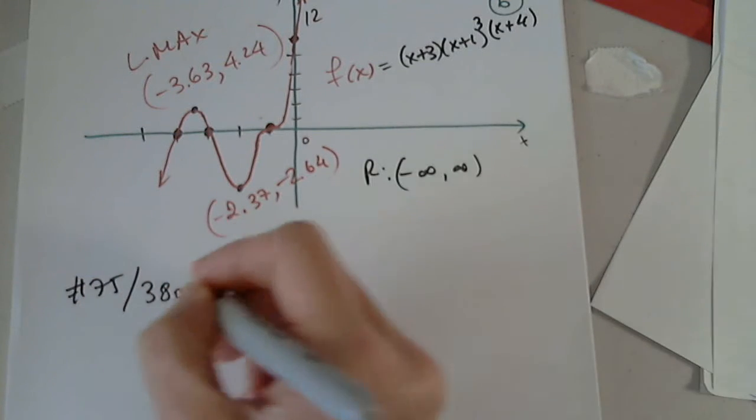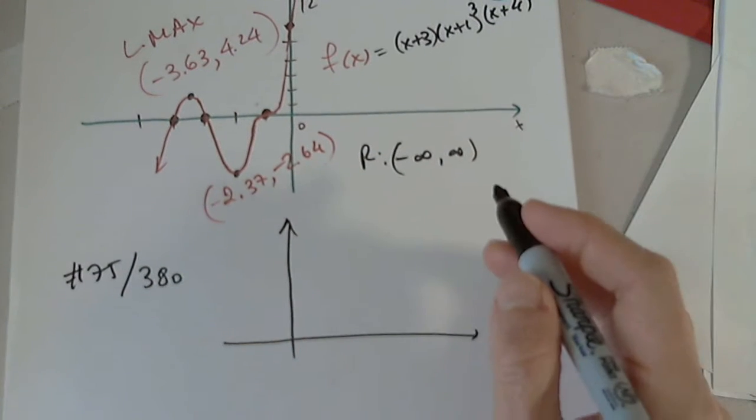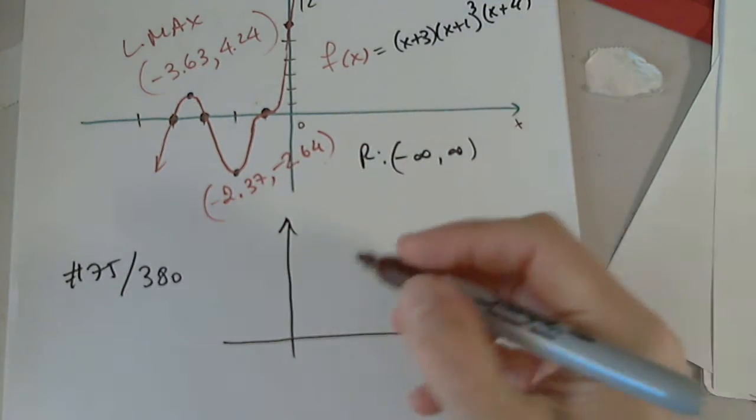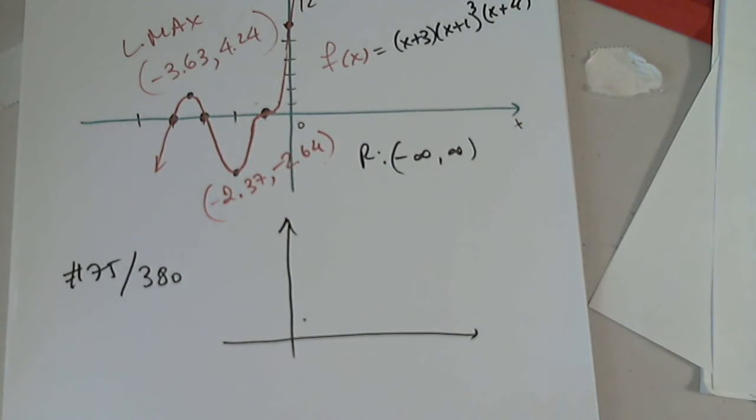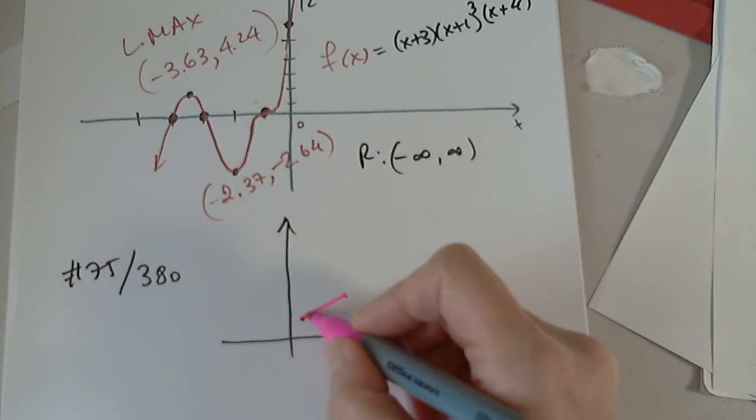75 on page 380. I have no idea why it gave me an error there. Okay, so I see something like this. Oops, I want a different color. So I see something like this.